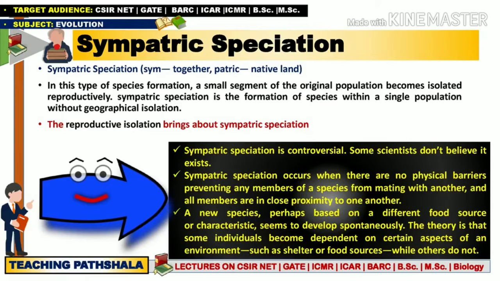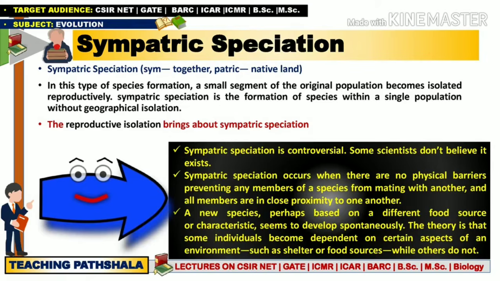Like in case of allopatric and peripatric, the main reason behind that kind of speciation was the geographical or physical barrier. In case of parapatric, we have seen that an adverse environmental condition, it may be due to mining, pollution, as well as contamination. In the same way, in sympatric speciation, the reproductive isolation itself is acting as the main factor or reason behind the speciation.